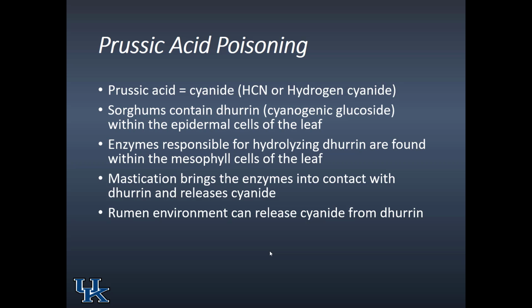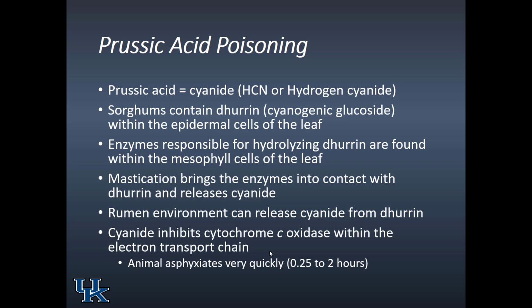Like nitrate poisoning, the rumen environment can make this worse. It does this by acting directly on the dhurrin to also release cyanide. So we can get cyanide from the chewed up tissue, but whatever might not have been mixed and started to evolve cyanide when chewed up, when it gets to the rumen, dhurrin can be further acted on to release cyanide. Cyanide inhibits cytochrome c oxidase within the electron transport chain of the mitochondria and causes death by asphyxiation very quickly.